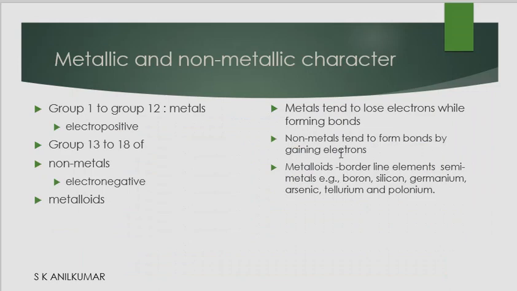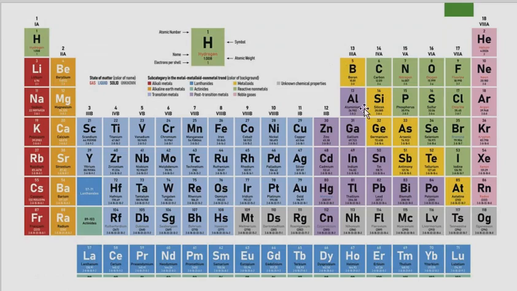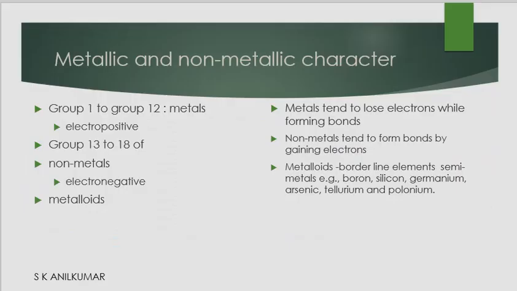Non-metals tend to form bonds by gaining electrons. Non-metals will gain electrons because they are electronegative. Metals tend to lose electrons. They are electropositive, so they have extra electrons. They will tend to lose the electrons to form bonds. These are the non-metals.